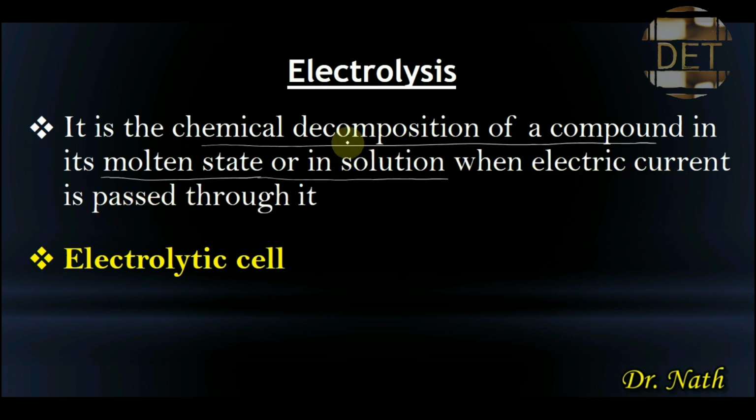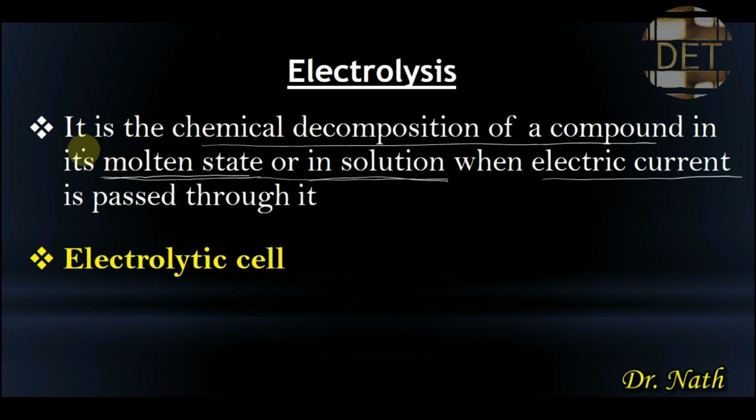So there are three main things here. It is the chemical decomposition of a compound, and the compound must be in its molten state or solution when electric current is passed through it. That chemical breakdown is what is known as electrolysis. So for the compound to be decomposed, it has to be in its molten state or in solution.